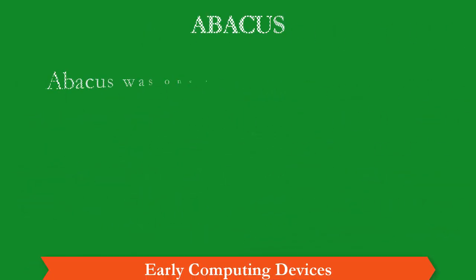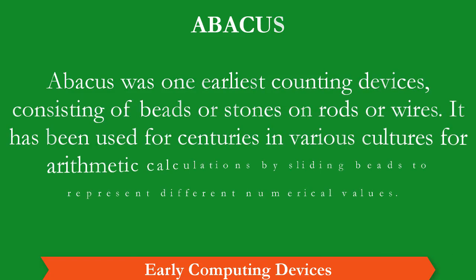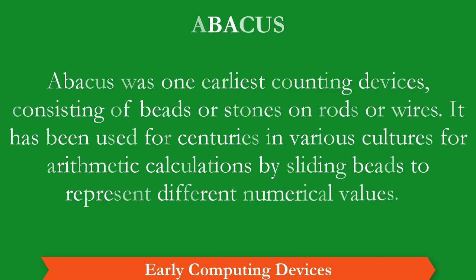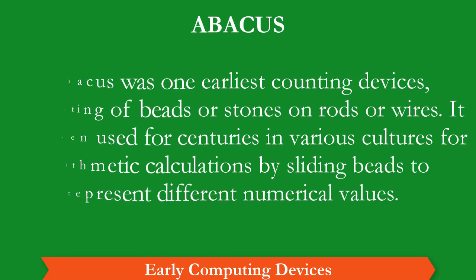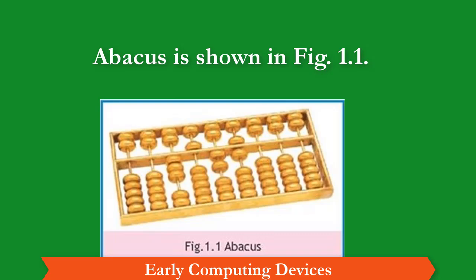Abacus. Abacus was one of the earliest counting devices, consisting of beads or stones on rods or wires. It has been used for centuries in various cultures for arithmetic calculations by sliding beads to represent different numerical values. Abacus is shown in Fig. 1.1.